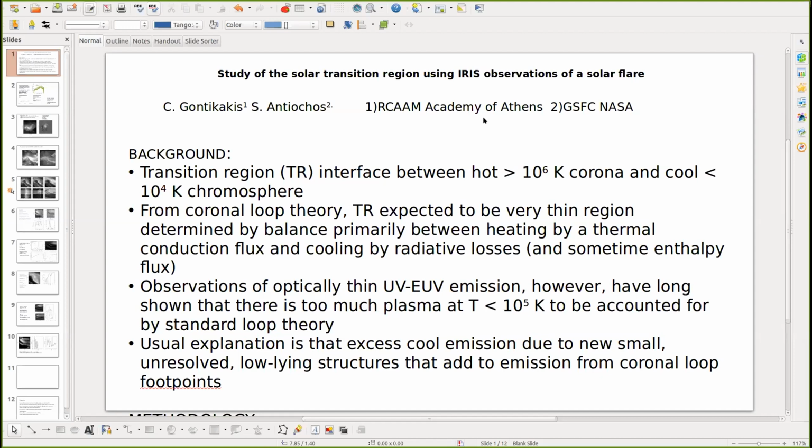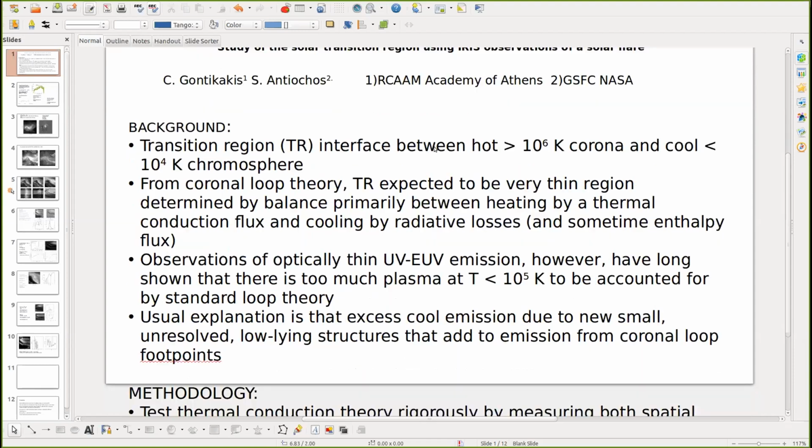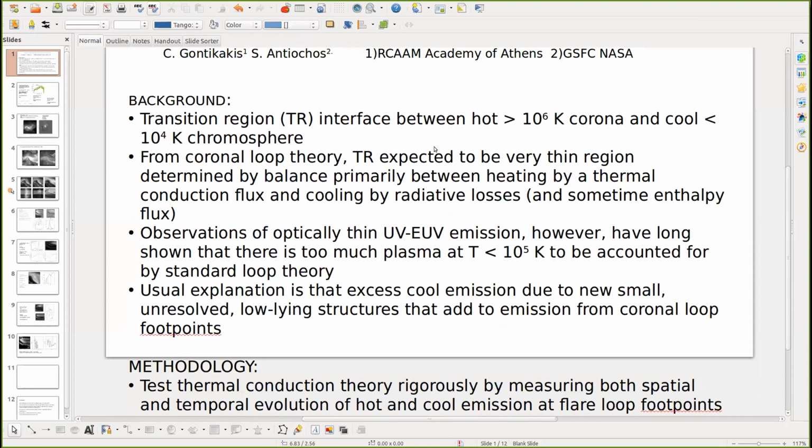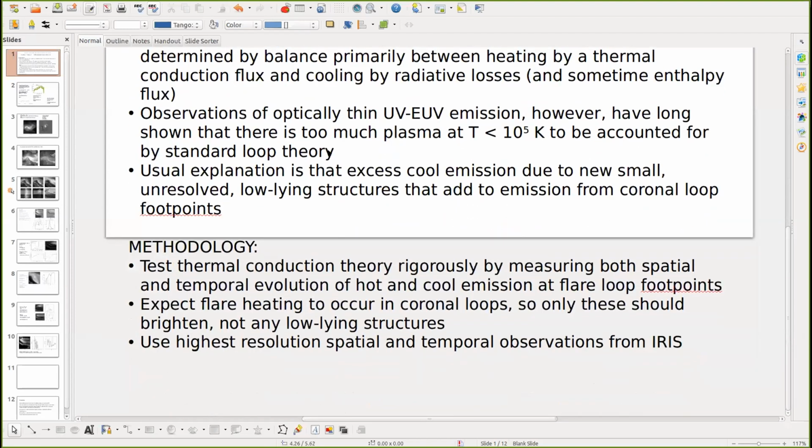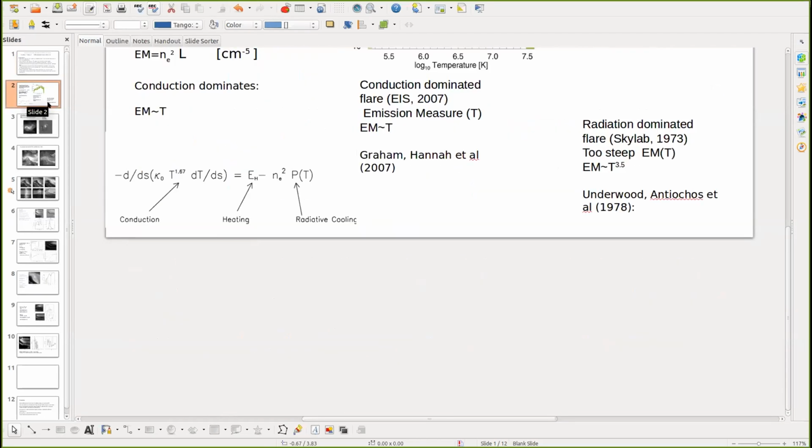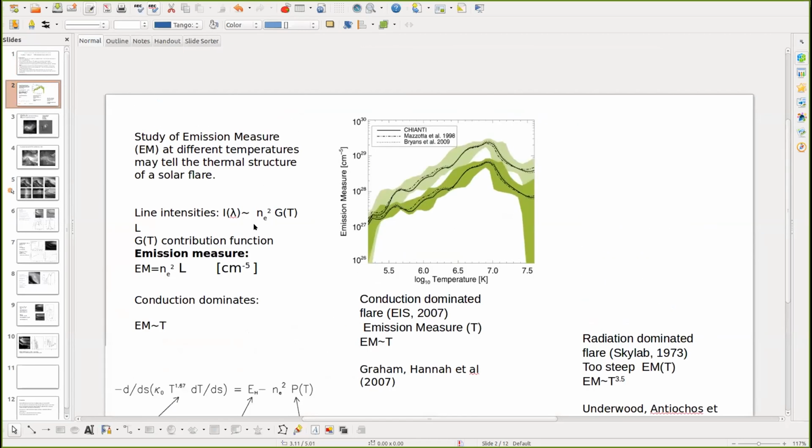And this is why we try to study this problem during flares, whether even this thin transition region is very bright and with a very high performing instrument like the IRIS. The IRIS instrument. Let me show you some examples.